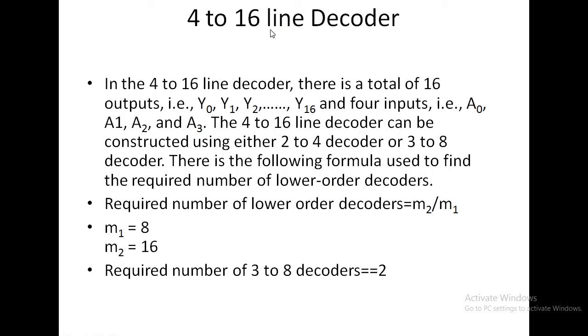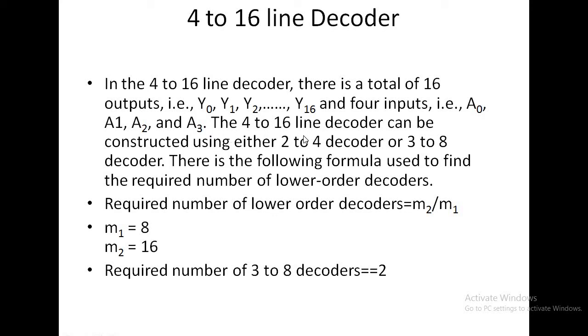Then the 4 to 16 line decoder. Here 4 input lines are there. So 2 to the power 4, 16 output lines must be there. Okay, so in the 4 to 16 line decoder, there is a total of 16 output lines, that is Y0 to Y15. And 4 input lines are there, A0, A1, A2 and A3.